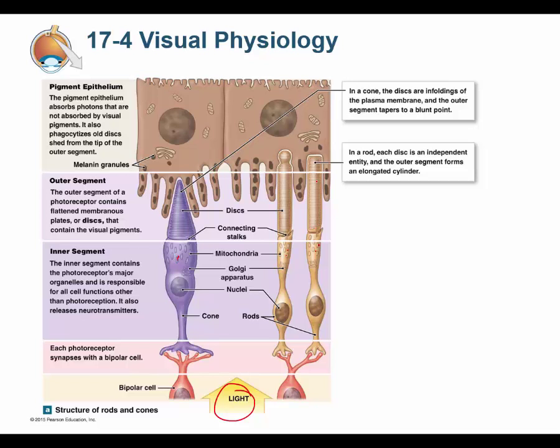So these discs right here, they're called flattened membranous discs, and the flattened membranous discs contain the visual pigments. The visual pigments in the rods is called rhodopsin, and the visual pigments in the cones is called iodopsin. But there's three different types of iodopsins, which give us our red, green, and blue color perception.